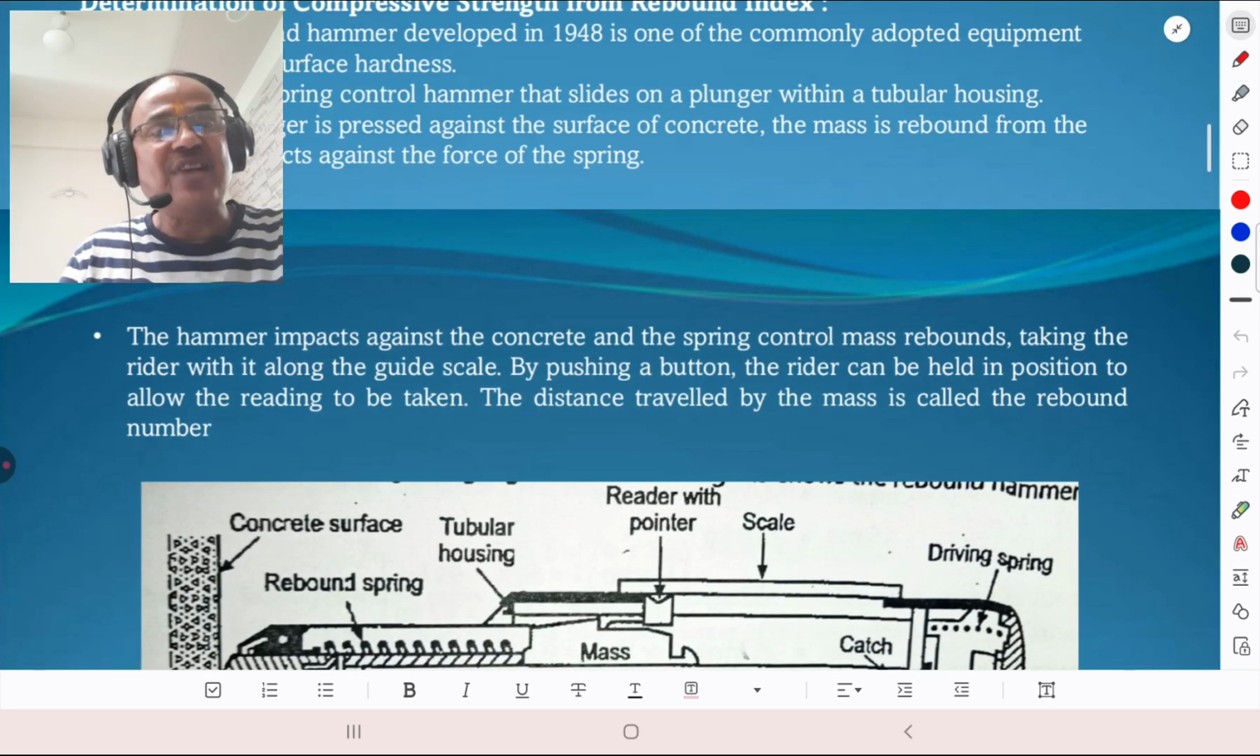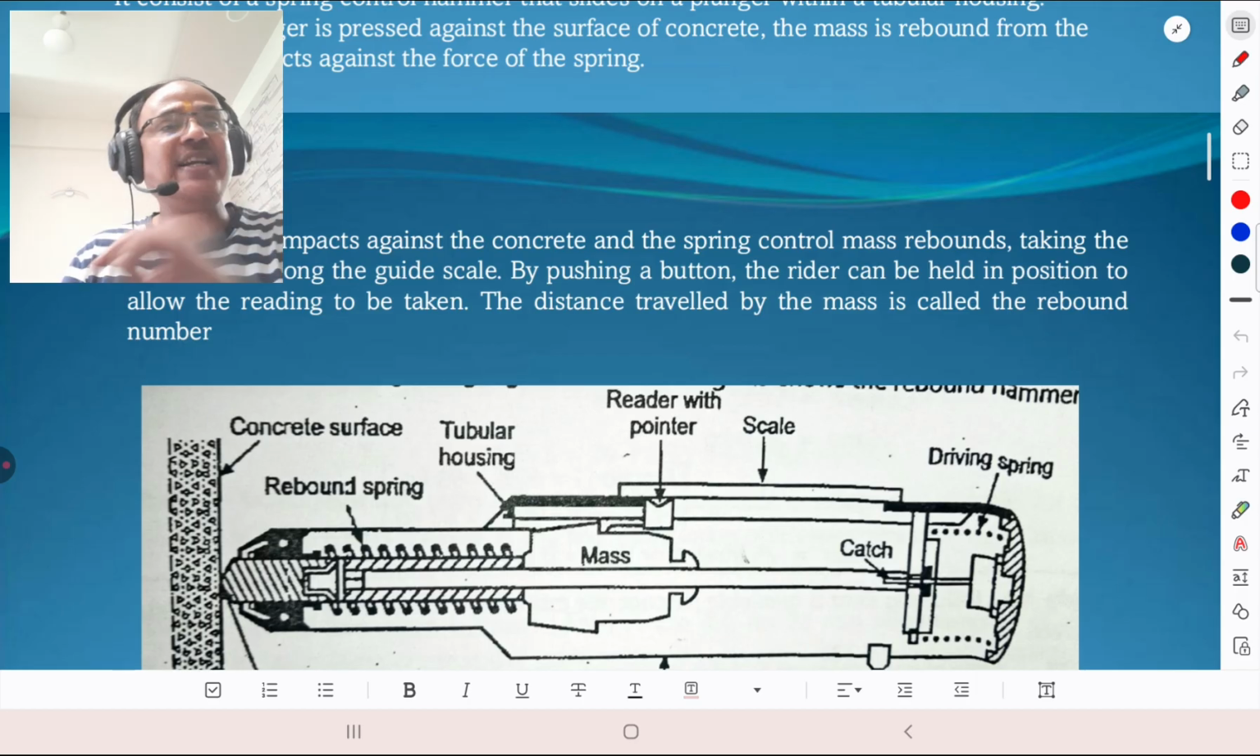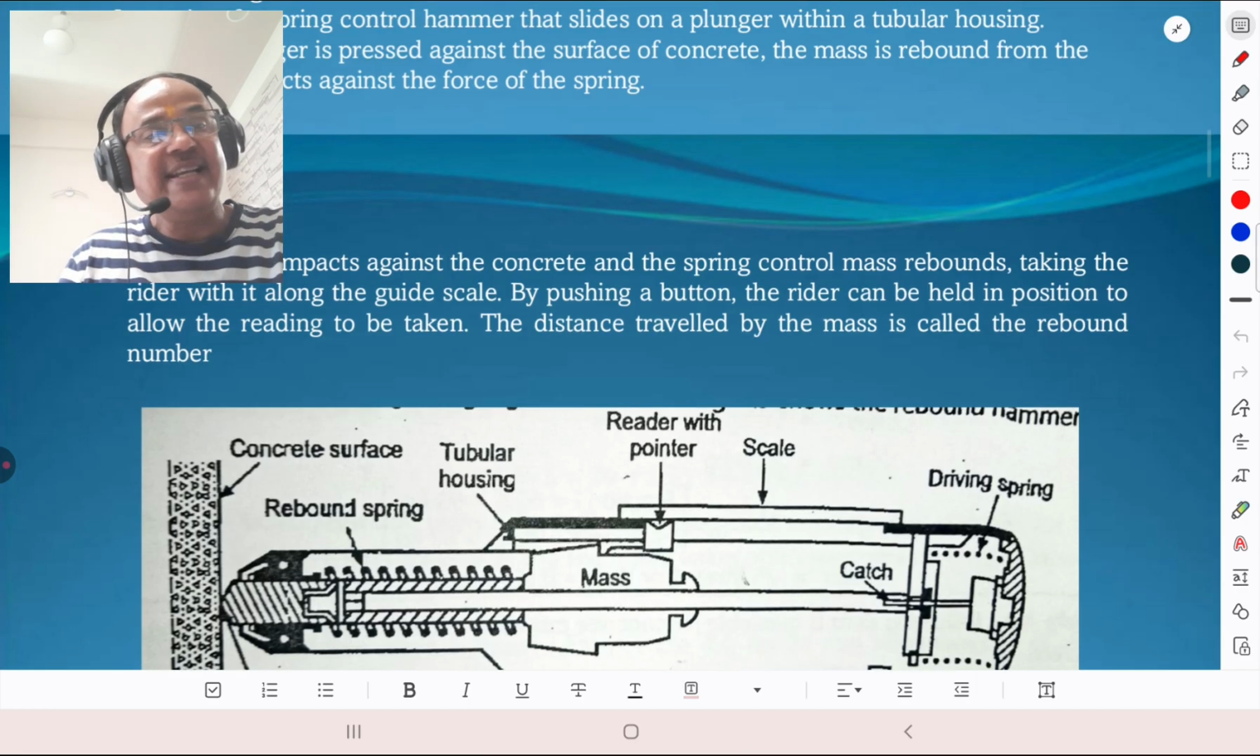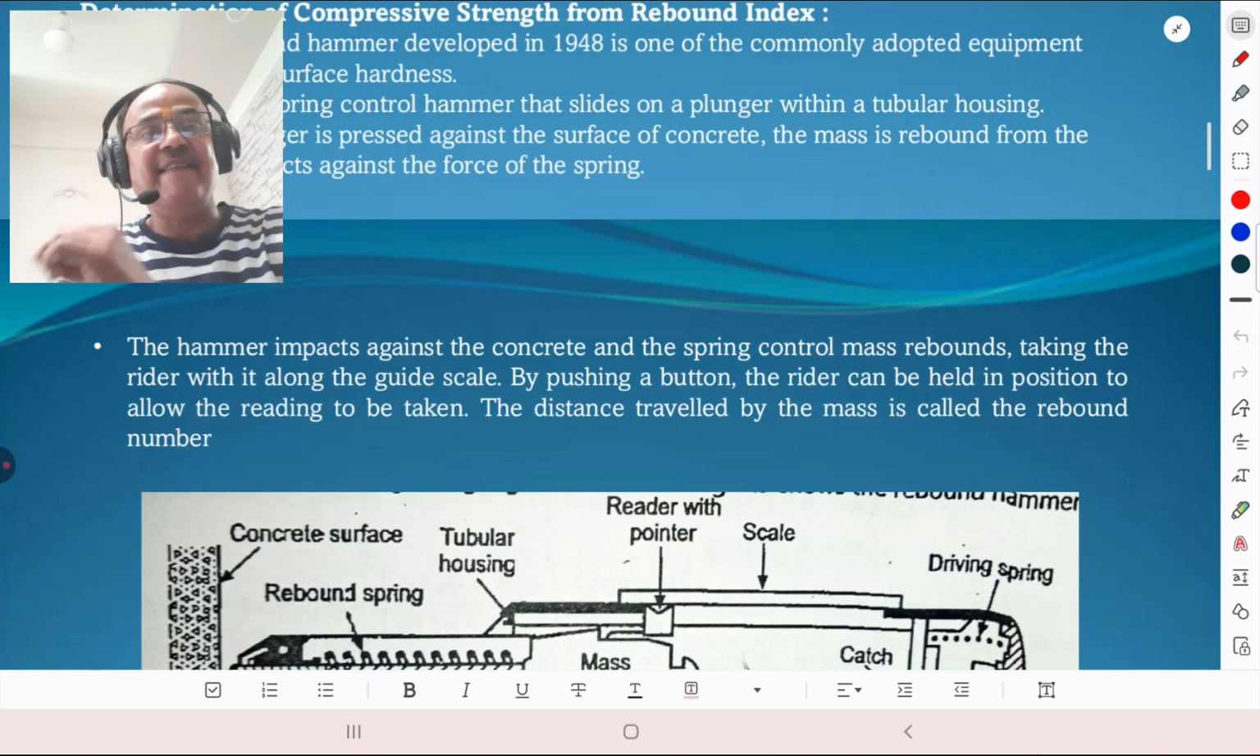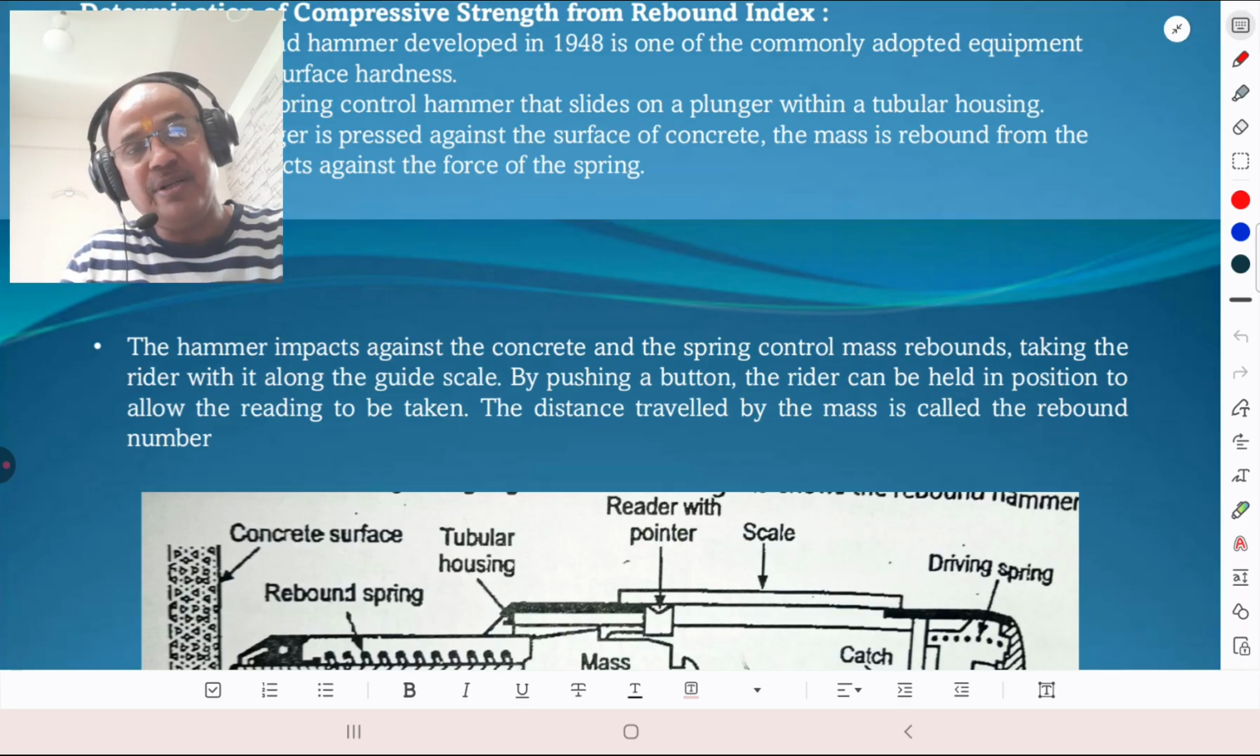The hammer impacts against the concrete and the spring controlled mass rebounds, taking the rider with it along the guide scale. By pushing a button, the rider can be held in a position to allow the reading to be taken. The distance traveled by the mass is called the rebound number.